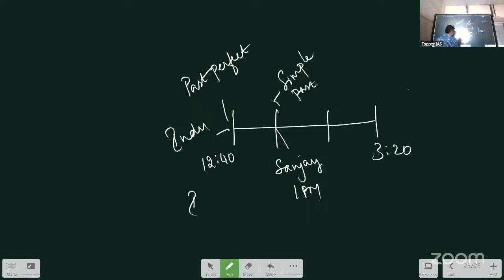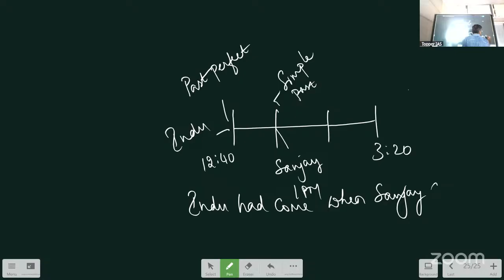So Indu had come when Sanjay came. This is simple past, this is past perfect. So when you're talking about two actions of the past, instead of making two separate sentences you can make one sentence, but you should ensure that the first action is in past perfect, second action is in simple past. Understood? So write the explanation so that when you revise you don't get confused.